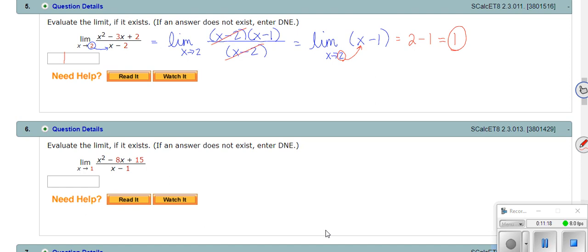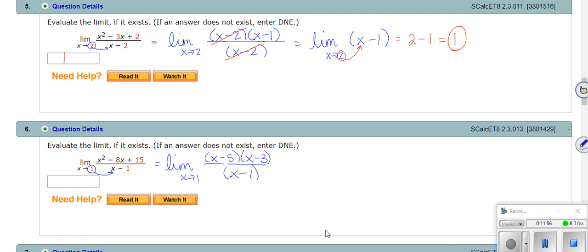Once again, as I look at this, I know that if I put in a 1 in place of my x, the denominator goes to 0, and I can't have that. So the next thing I think about is exactly what I did in the problem above it. Let's see if it factors. So I've got the limit as x approaches 1 of, let me factor the top. Factors of a positive 15 that add to -8 would be -5 and -3, over x minus 1.